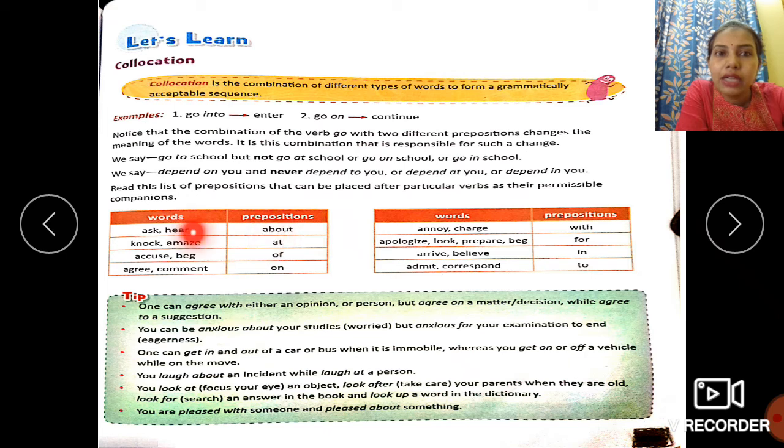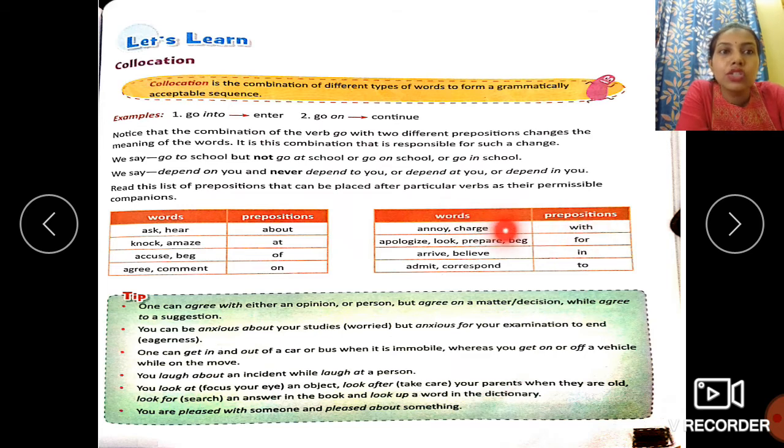Knock at, amaze at. We will not say knock in the door, knock at the door. I was amazed at what he said. Accuse of, he was accused of theft. Beg of, I begged of him for mercy. Agree on, comment on, I agreed on that point. I commented on his decision.